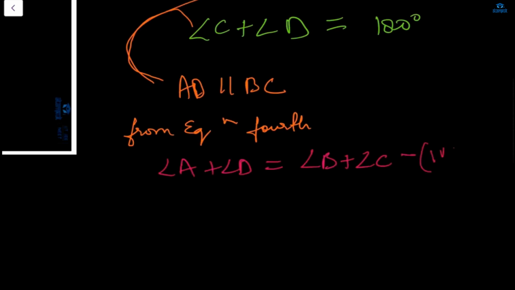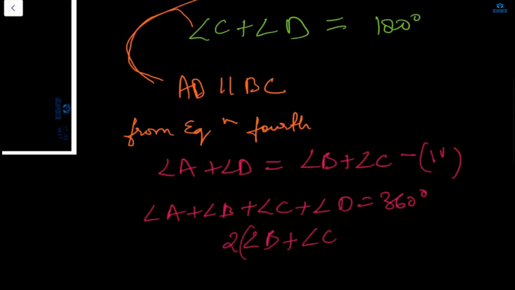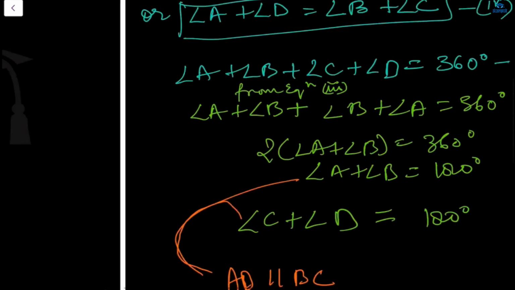Okay. Now same we are going to use in ABCD. Angle A plus angle B plus angle C plus angle D is equal to 360 degree. So instead of angle A and angle D, we are writing B and C. So it will be 2 angle B plus angle C is equal to 360 degree. So that means angle B plus angle C will be equal to 180 degree.